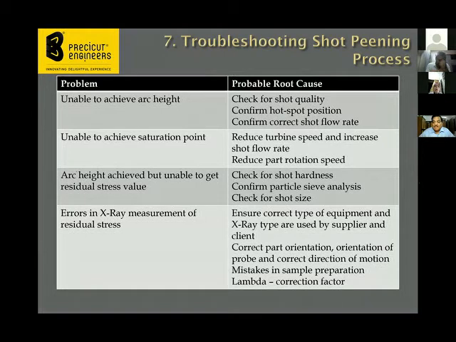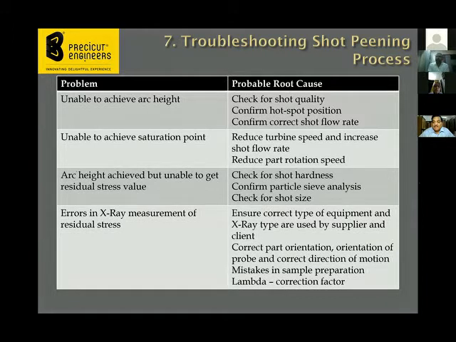Then the second point which we see usually is users are not able to achieve the saturation point. In the sense, the curve becomes highly unstable. You are achieving the required arc height, but the curve is not stabilizing. The moment you increase the time, the arc height is also increasing by more than 10%. So typically this happens when we are overpinning the component or setting the parameters way beyond the requirement.